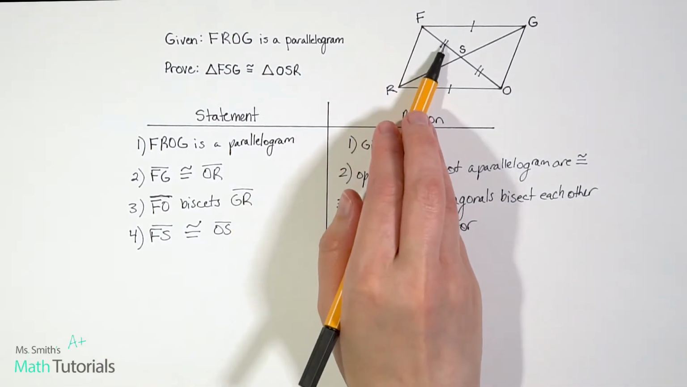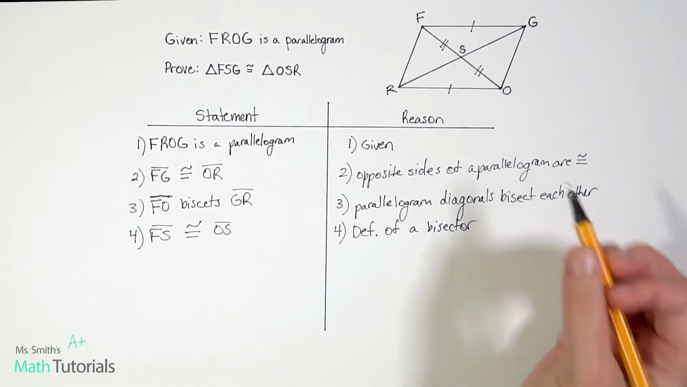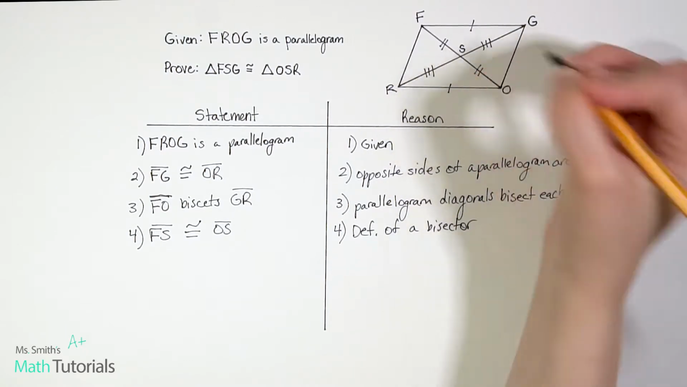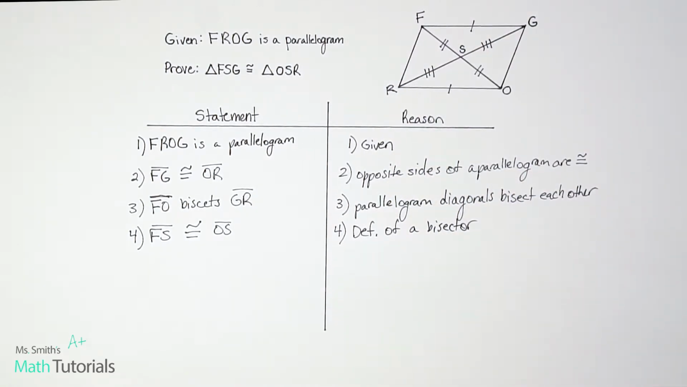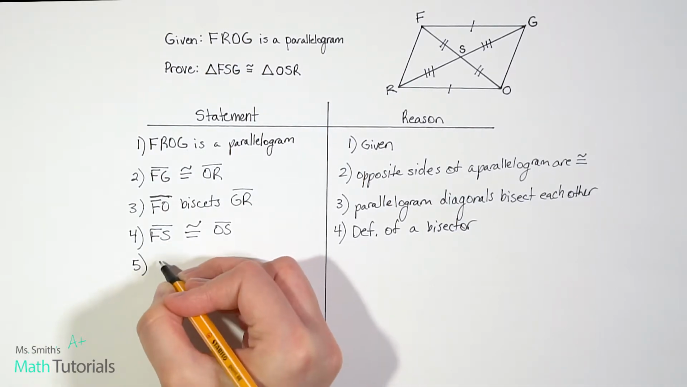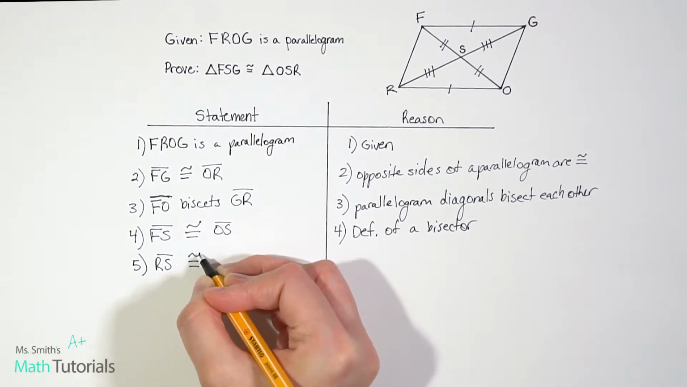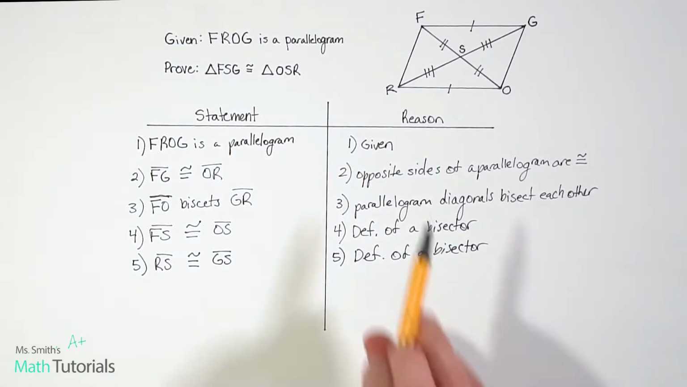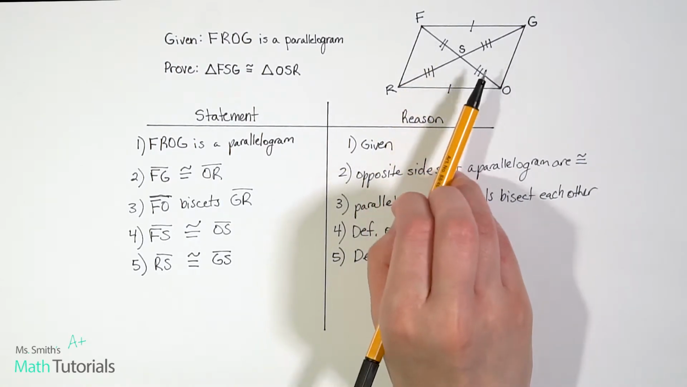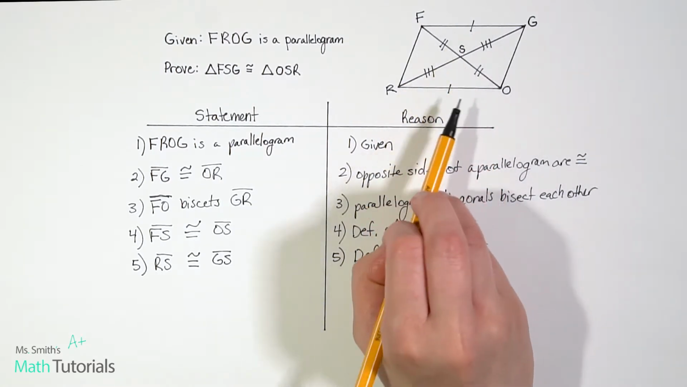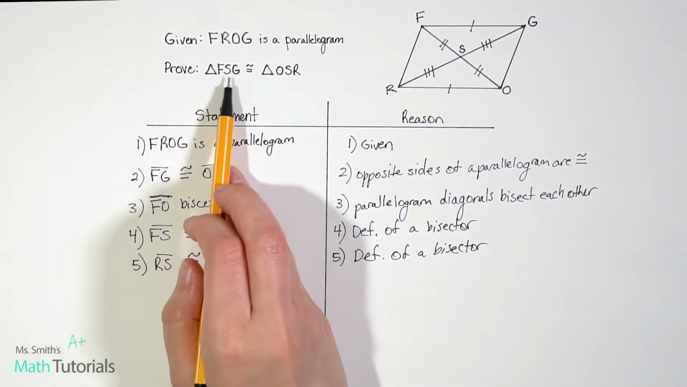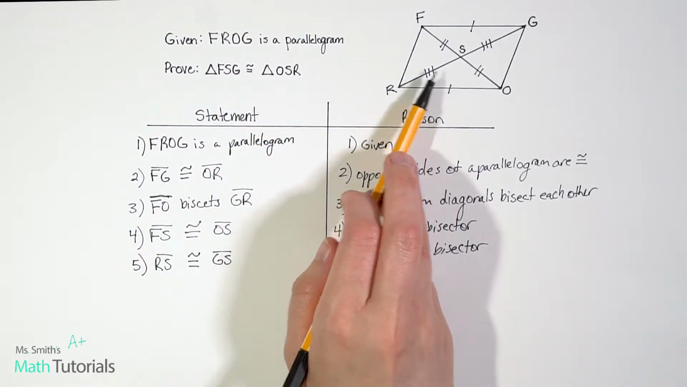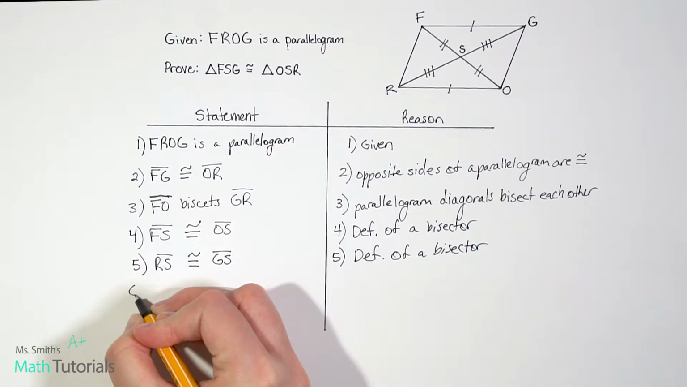And then if we know FS is congruent to OS, well then we can also say that RS is congruent to GS, right? For the same reason, it's the definition of a bisector. So let's note that. And at this point, hopefully you now see that we've said, okay, this side is congruent to this side, and that side's congruent to that side. So we can prove that triangle FSG is congruent to triangle OSR through side, side, side, right? So let's note that.